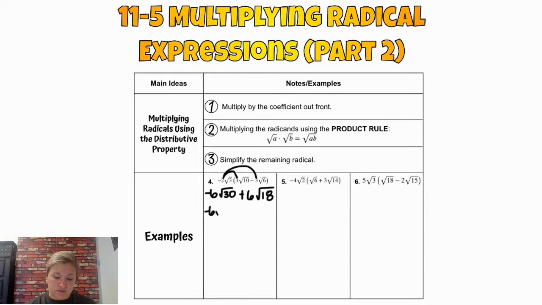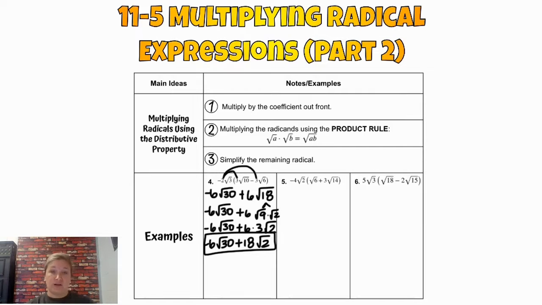So negative 6 square root of 30, but there is a perfect square that goes into 18, and that's 9. So I would have plus 6 times the square root of 9 times the square root of 2. So it's negative 6 square root of 30 plus 6 times 3, because that's the square root of 9. That's why we did that, the square root of 2. And then negative 6 square root of 30 plus 18 square root of 2.